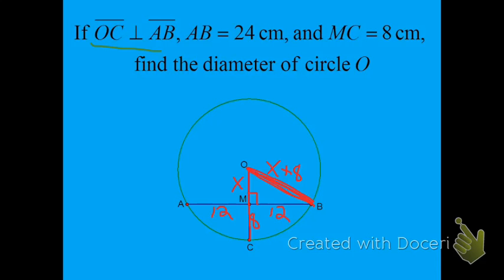If I say a squared plus b squared equals c squared, then I would have x squared plus 12 squared equals (x plus 8) squared. Now this is going to turn into a quadratic. If I expand, first x squared is x squared. 12 squared is 144. And if I expand out the right side, I have x times x is x squared, then x times 8 is 8x, and then x times 8 is 8x again, so that gives me 16x, and then 8 times 8 is 64.